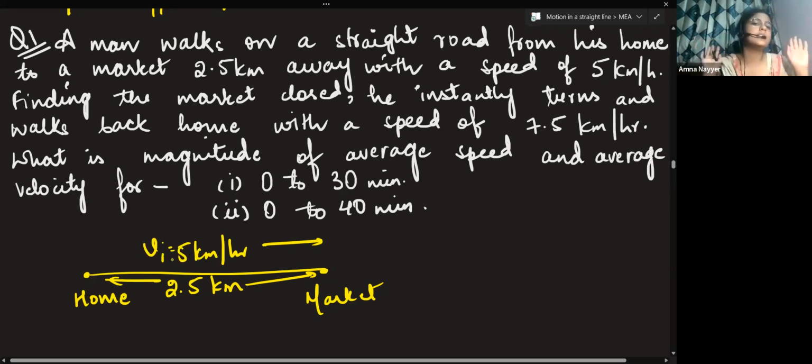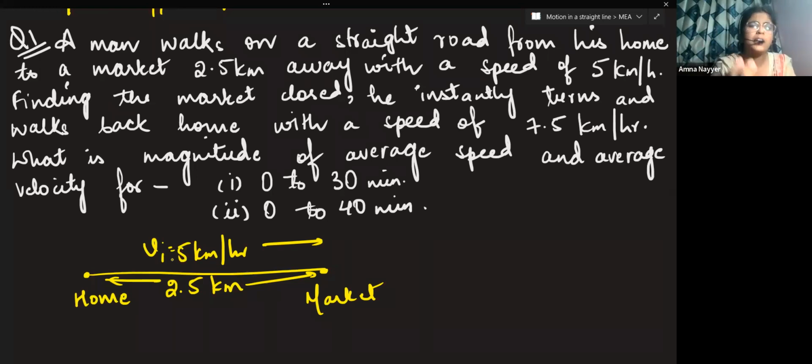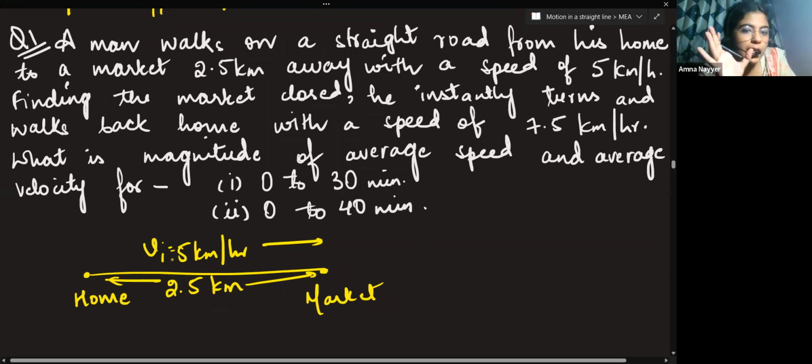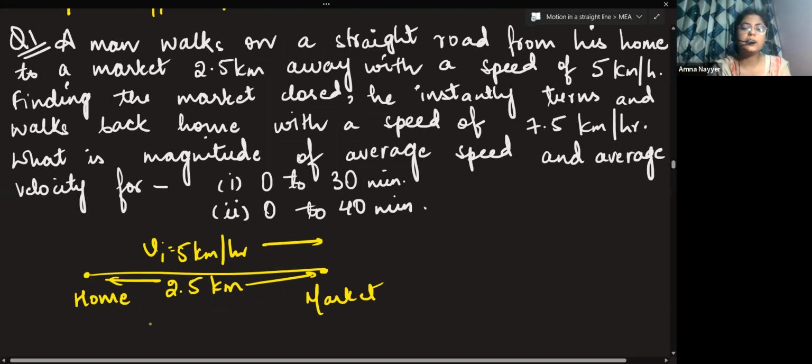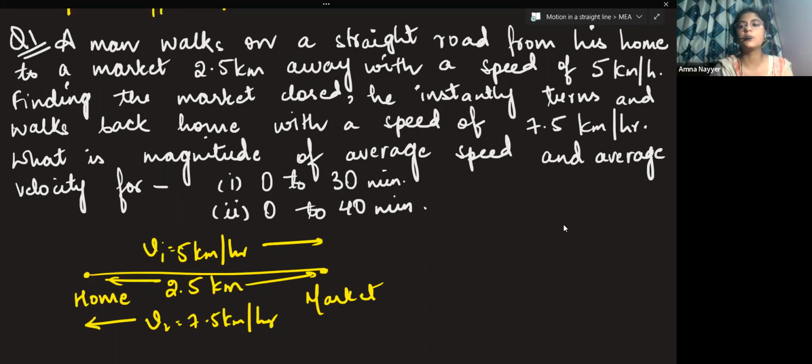Now as soon as he saw that the shop is closed, obviously he must not be in a hurry, yet he ran back home, and he increased his speed to 7.5 kilometers per hour. So obviously you can analyze that the time period for both situations will be different. Speed is slower, so the first part will have more time than the second part, where V2 is 7.5 kilometers per hour. He is returning back home. This is the whole question.